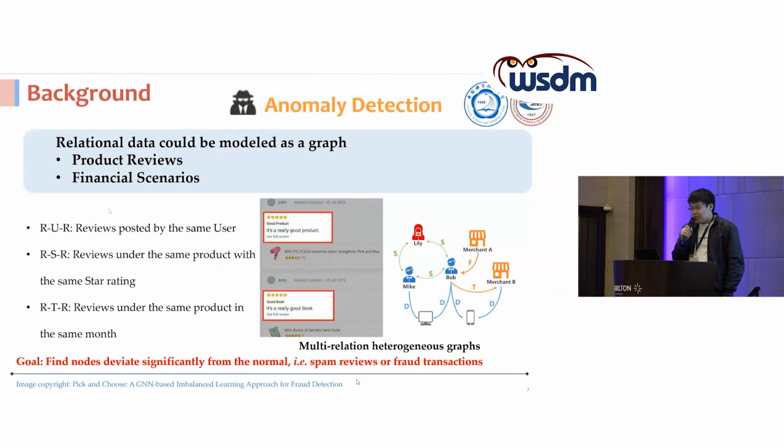The first part is the background of graph anomaly detection. In the real world, relational data can be modeled as a graph, such as product reviews and financial scenarios. For example, in the financial scenario, people, merchants, laptops, and phones are expressed as nodes, and the edges connect them together, forming a financial graph. The goal of graph anomaly detection is to find nodes and edges that deviate significantly from the normal nodes and edges, such as spam reviews or fraud transactions.